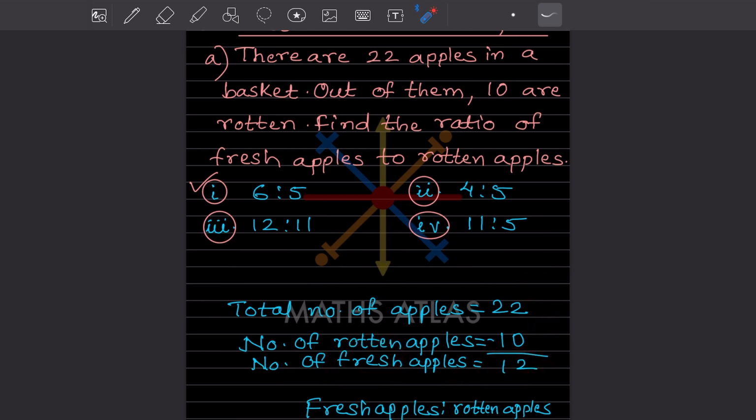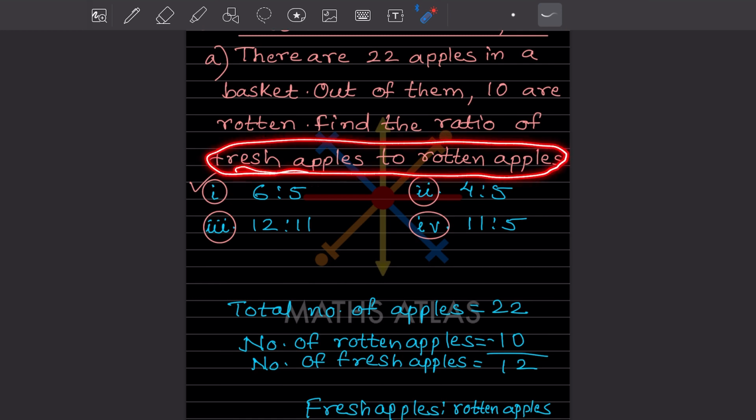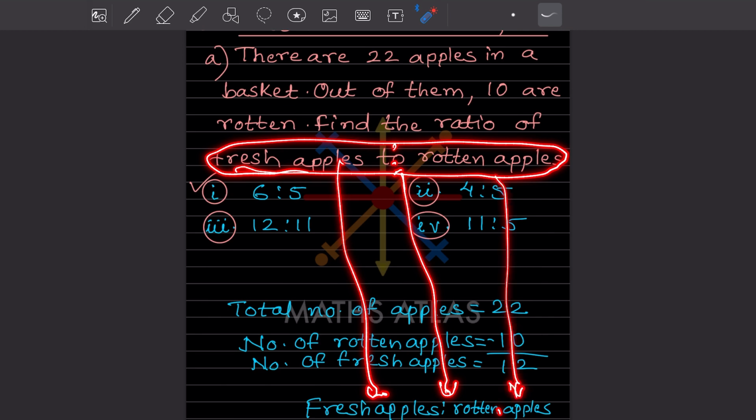So now what did they say? Find the ratio of fresh apples to rotten apples. 2 means this is the ratio. So see here, I wrote a fresh. For 2, we can also write these 2 dots. And this is for rotten apples.